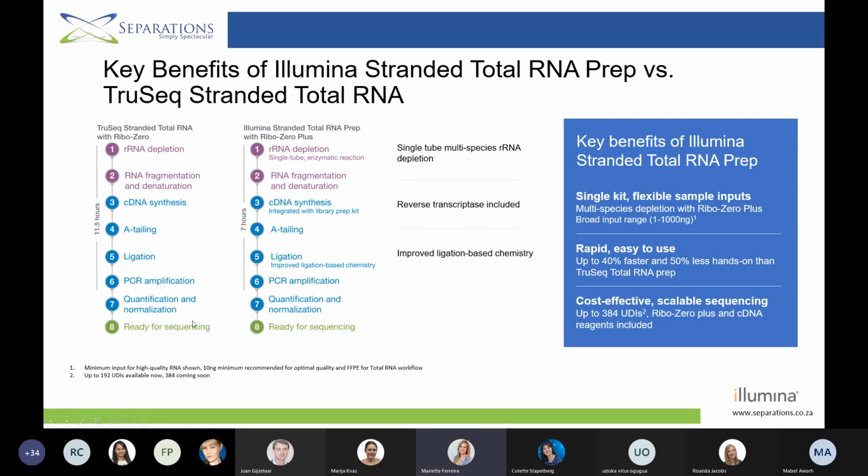So you can see that the backbone of these two methods, the TruSeq kit and the Illumina Stranded kit, is basically the same, but with a significantly reduced number of hours of hands-on time. So again, with the new kit, it's a single tube where you can deplete multiple species of ribosomal RNA. It's up to 40% faster with 50% less hands-on time, and it's a really cost-effective and scalable way of doing transcriptome sequencing.